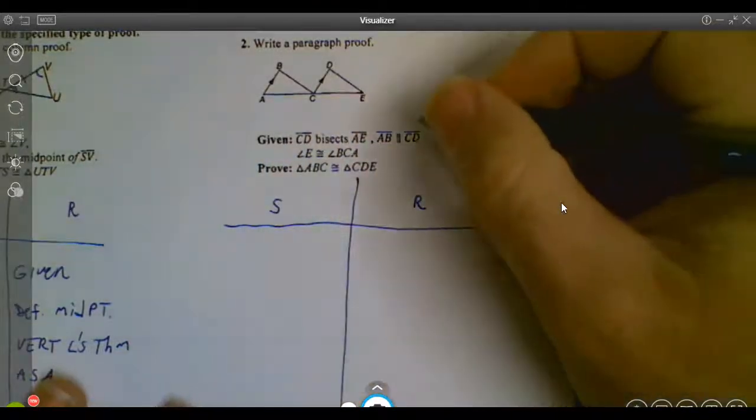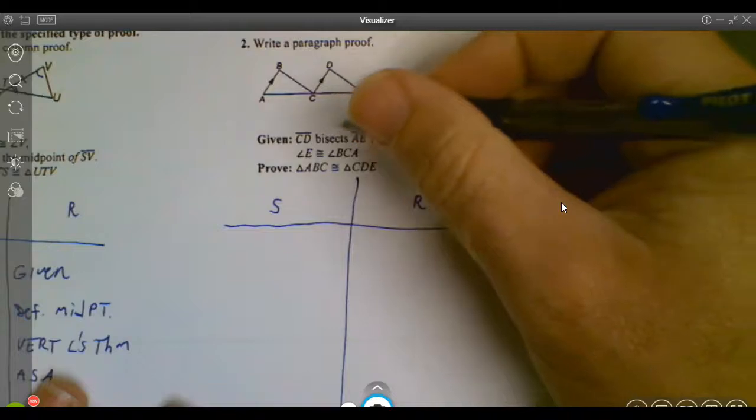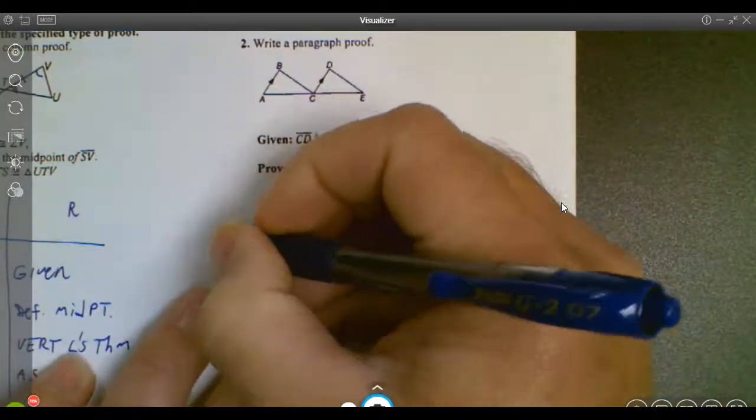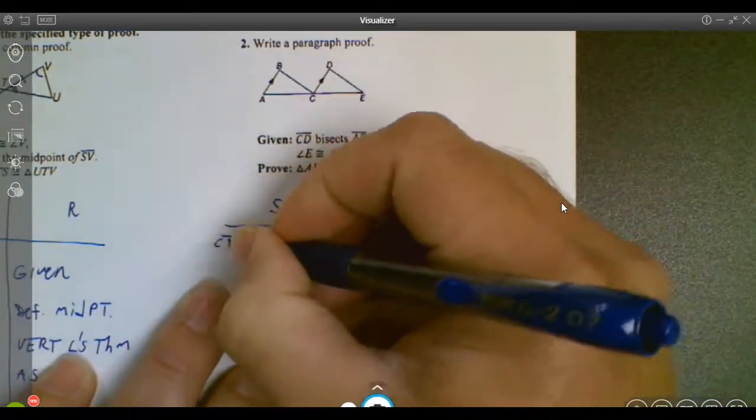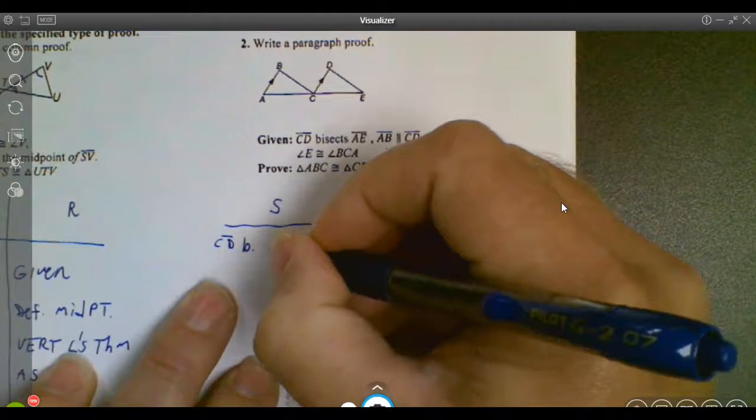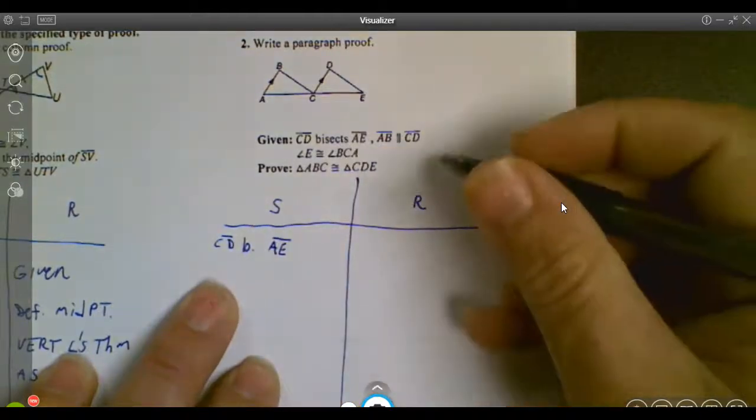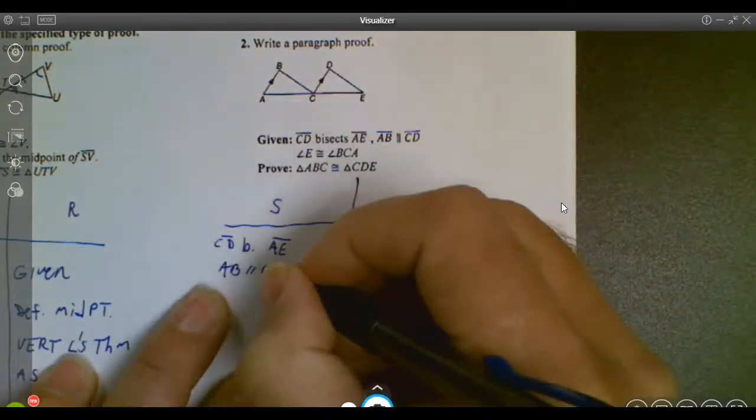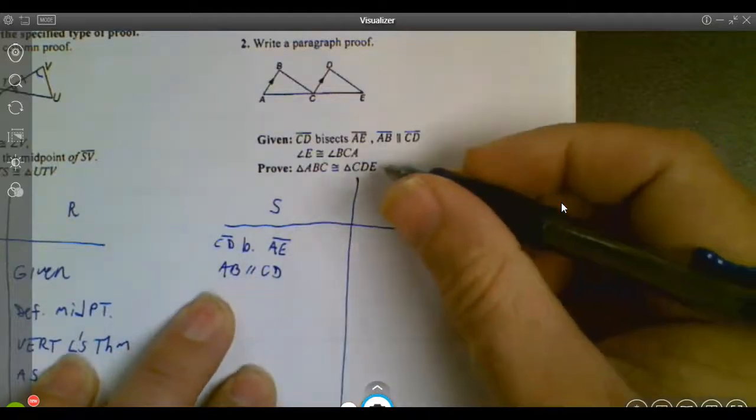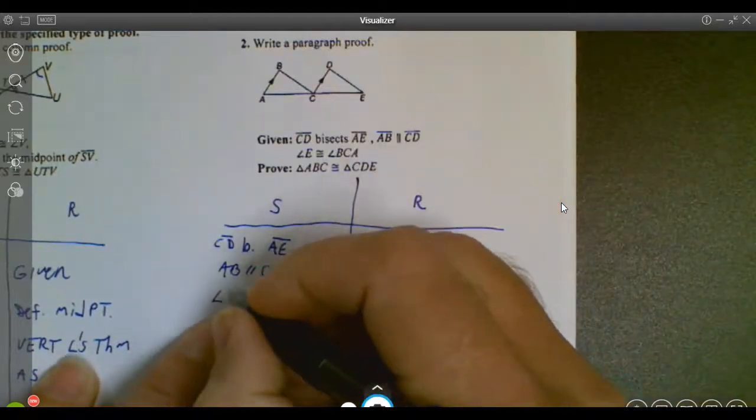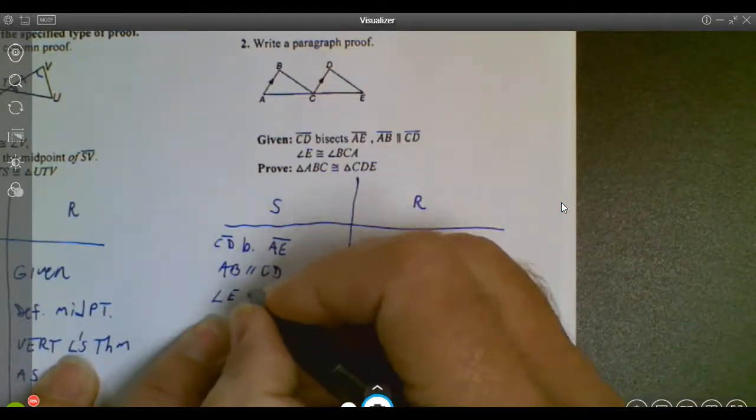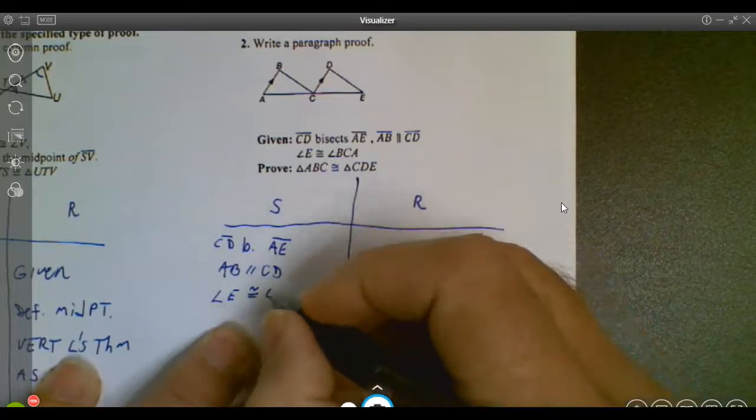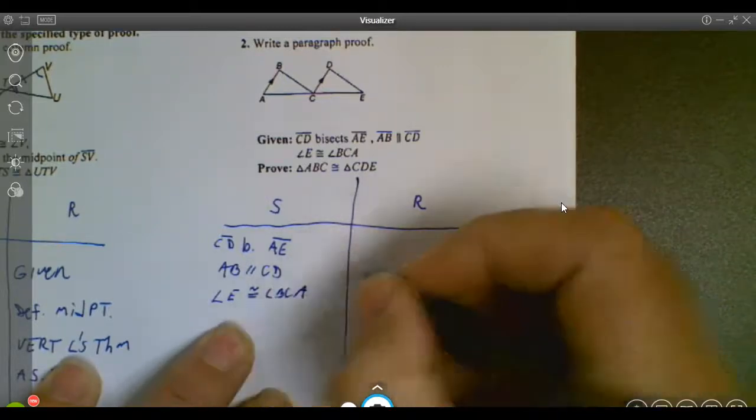Let's get that given in there. So a lot of given information here. Let's see. CD bisects AE. I'm going to abbreviate. AB is parallel to CD. And angle E is congruent to angle BCA. So a lot of given information.